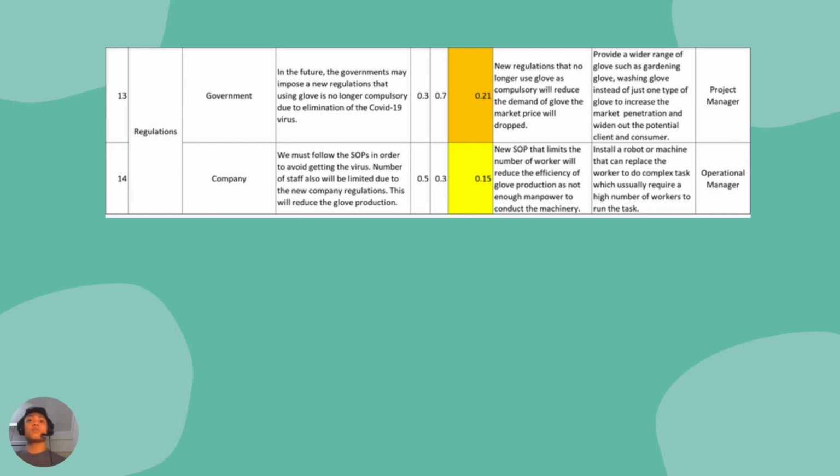So to overcome this risk, the operational manager should consider installing a robot machine that will automatically work with less supervision. This will allow us to maintain the optimal production line despite having a smaller number of workers.